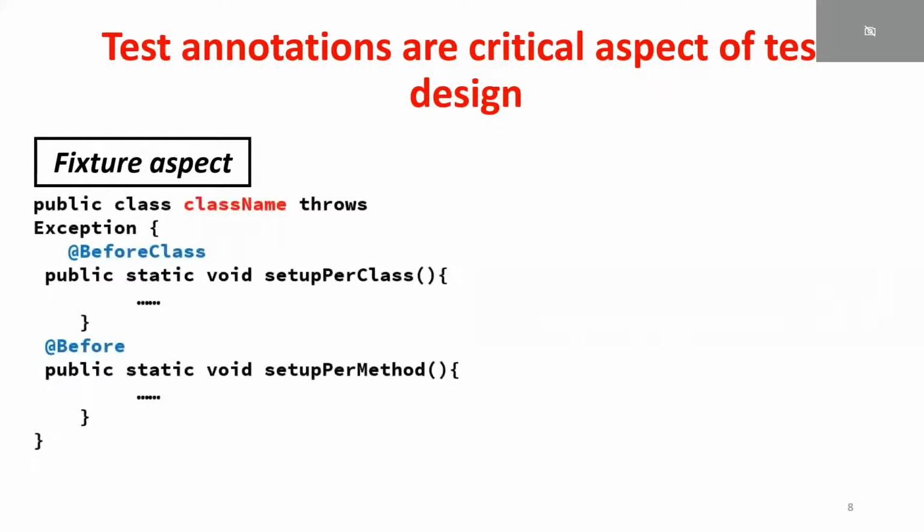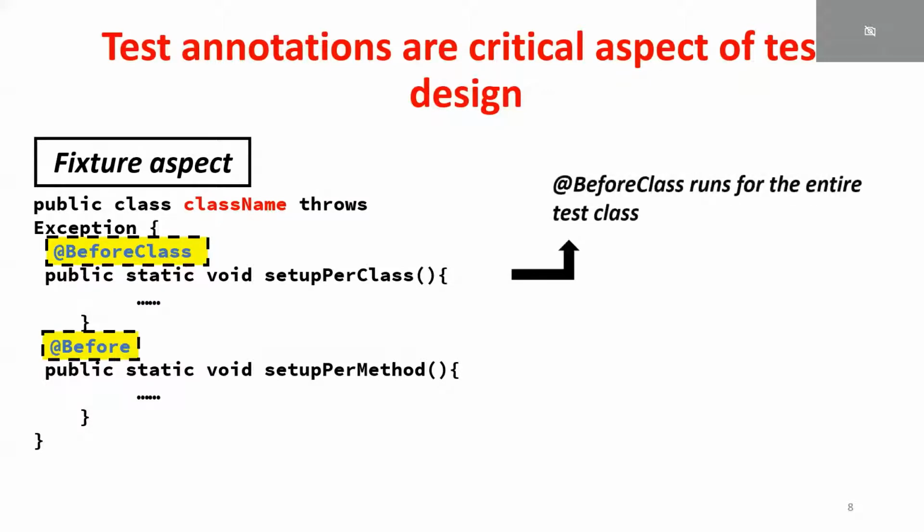Another example of test annotation is related to test fixture. As indicated in yellow, a test method can be annotated using either Before or BeforeClass. BeforeClass indicates that the test method should only run once per class, and Before indicates that the test method should always run before executing each test case.